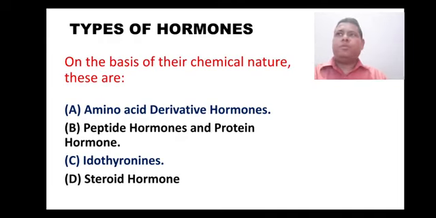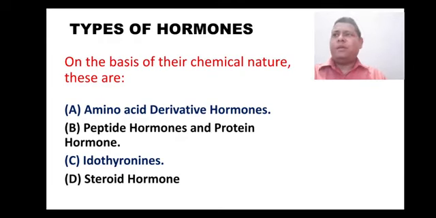Point number 2, peptide hormones and protein hormones. Examples of peptide hormones are the hypothalamic hormones, for example, antidiuretic hormone, ADH. Protein hormones include insulin, glucagon, and pituitary hormones, for example, growth hormone, thyroid stimulating hormone, and thyrocalcitonin hormone and parathyroid hormone.